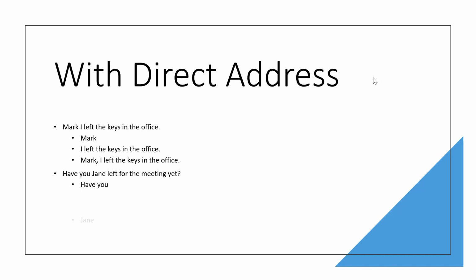So I would start with "have you," and then I would say a name, which is the direct address, and then finish my question. The actual question is, have you left for the meeting yet? However, because I may be speaking with more than one person and I want to know specifically what Jane has done, I would say, "Have you, comma, Jane, comma, left for the meeting yet?" And then I am looking for a specific answer from one particular person.